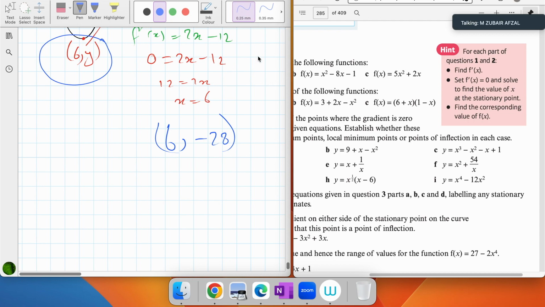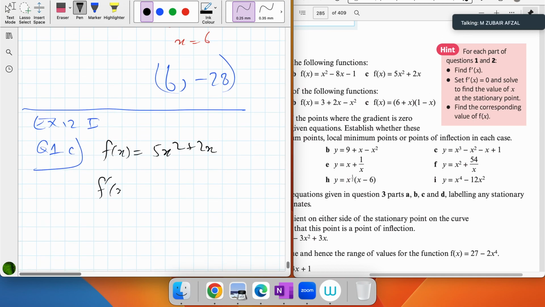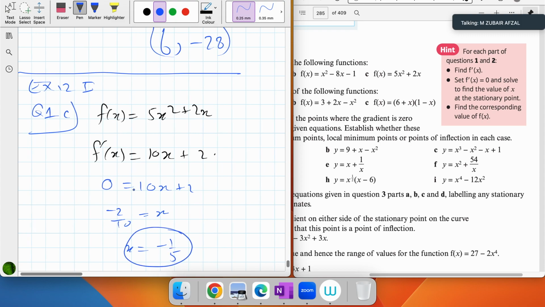Another question of the same difficulty level, 5x squared plus 2x. Exercise 12I, question number 1, C part. F of x is equals to 5x squared plus 2x. So f dash x would be 10x plus 2. We know that the turning point gradient is 0. So solving for x, minus 2 by 10 is equals to x, and x comes out to be negative 1 by 5. Now you know the x coordinate.